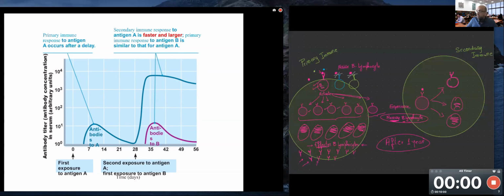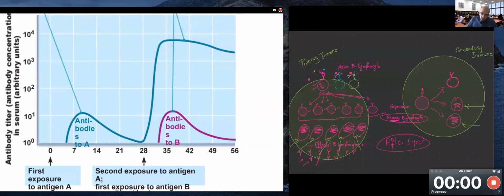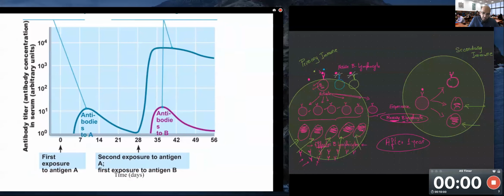The difference is not in what cells you are producing, because you are going to be producing the same exact cells that will be performing the same exact effect. But the difference here is in the timing. If we're looking at this graph, this is my primary immune response.